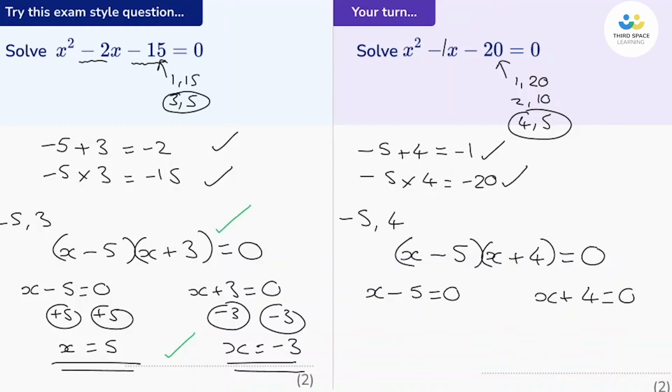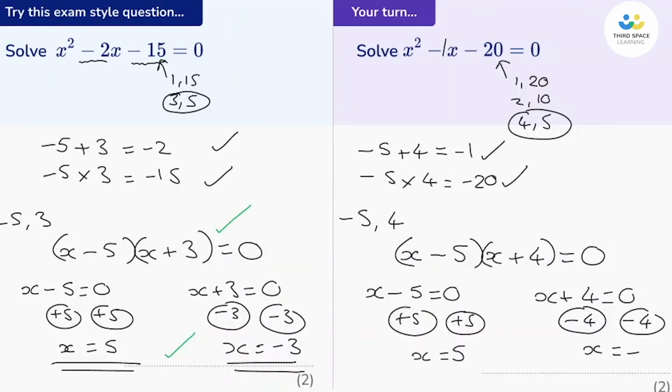If x take away 5 equals 0, all we have to do is add 5 to both sides, and we get x is equal to 5. If x plus 4 equals 0, all we have to do is take away 4 from both sides, and we get x equals negative 4. So our solutions are x equals 5 and x equals negative 4.